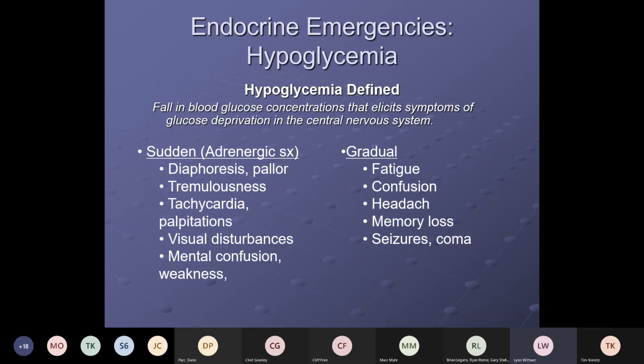Now, there are some gradual things that occur due to the other counter-regulatory things: fatigue, confusion, headache, memory loss, seizures, and coma. So, why do these things occur? Why do you get the changes in the brain, the mental confusion, memory loss, seizures, coma, sometimes some extreme agitation?